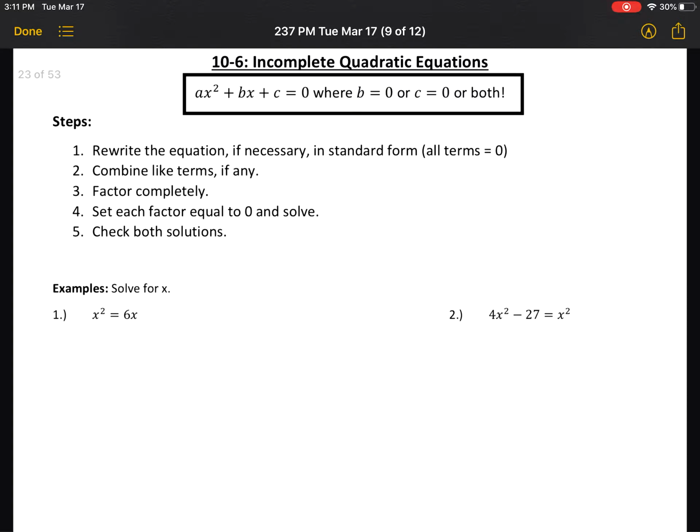This is a video for 10-6 notes, incomplete quadratic equations. All an incomplete quadratic equation is one that might not have a b value, might not have a c value, or might not have either. So the steps are above.